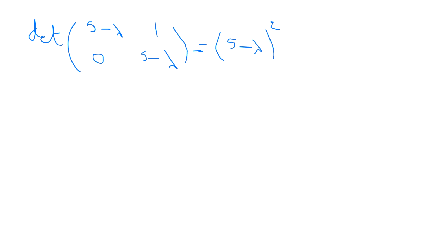Yeah. So what are the solutions? Lambda 1 is equal to 5 and lambda 2 equals 5. Am I right? So you have repeated values, which means you have repeated eigenvectors. Okay, guys?